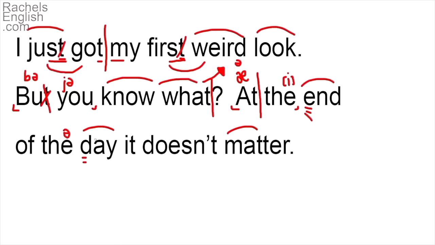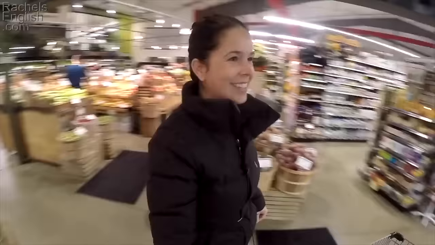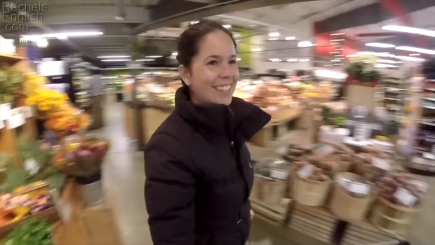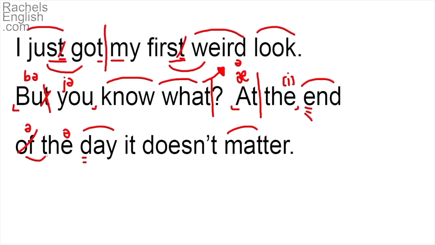So it's at the. At the end of the day. Of and the becomes other, other. The whole word of is reduced to just the schwa, which we link onto the word the, other, other. End of the day. At the end of the day. End of the day. So making these less important words really quickly helps provide the contrast we need.